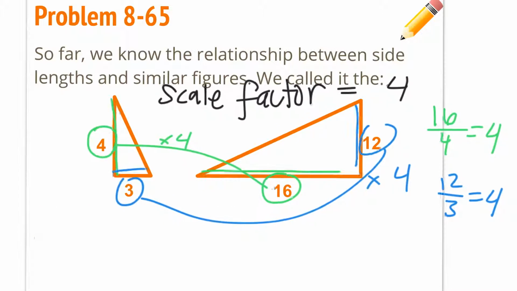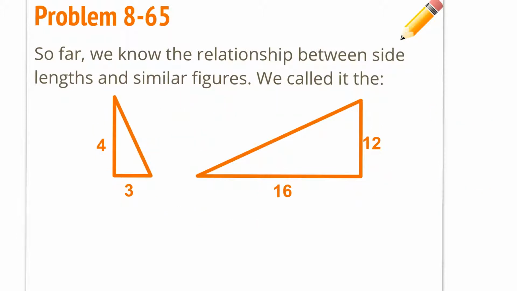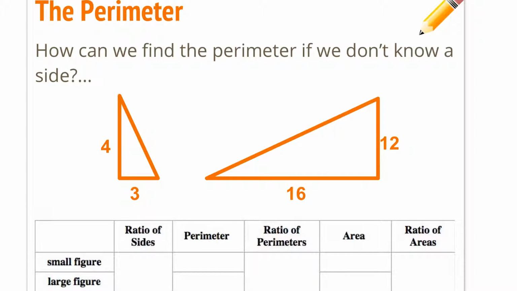However, now we're going to go into finding the relationships between perimeters and areas of figures. So let me go ahead and erase this. Boom, boom, boom, boom. This is going to be our main question that we are going to work on today. But first, how can we find the perimeter if we don't know the side? So I'm going to go ahead and add a question here, see if you can figure it out.